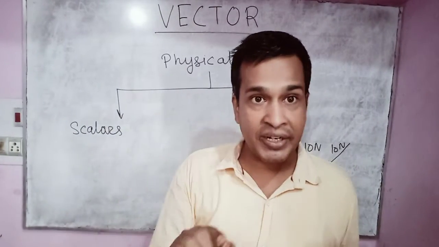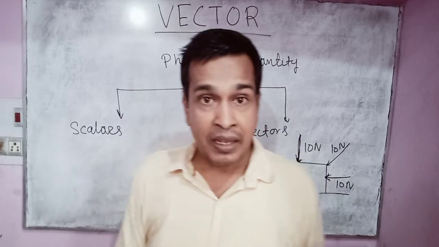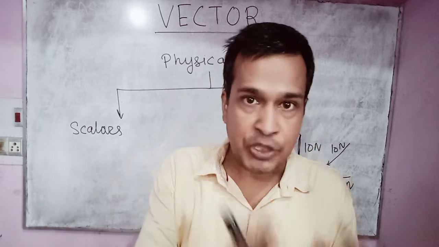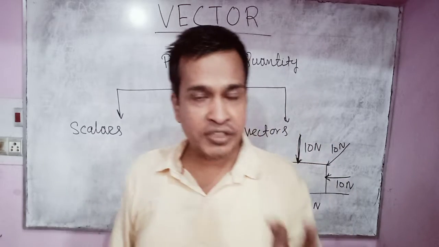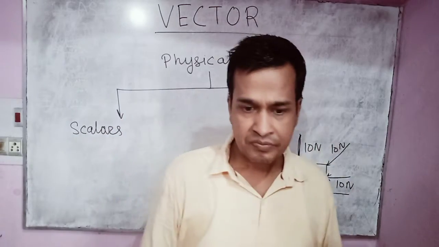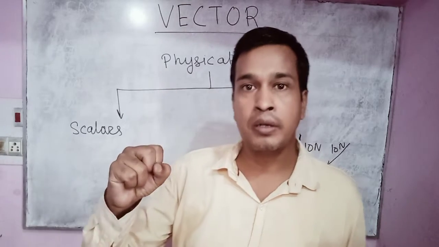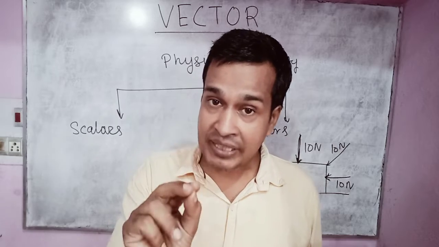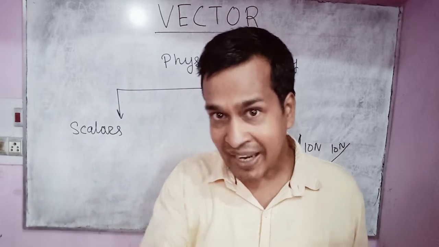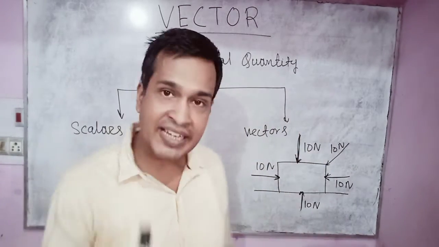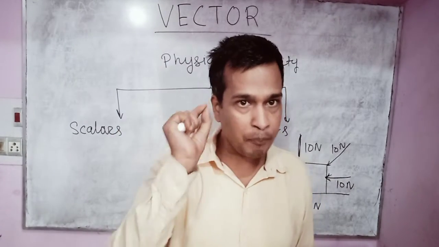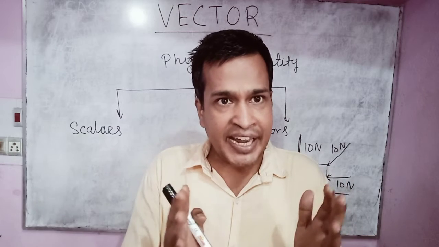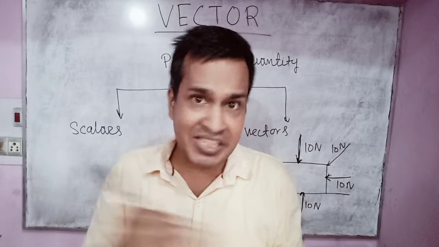Now we come to the vectors. Vectors are the physical quantities to describe which the direction is also needed along with their magnitudes. For example, force. Force is a vector physical quantity. And to describe force, we have to give the magnitude of force and also the direction of the force. Why? Let us see here. Suppose I apply a 10 Newton force on a block.